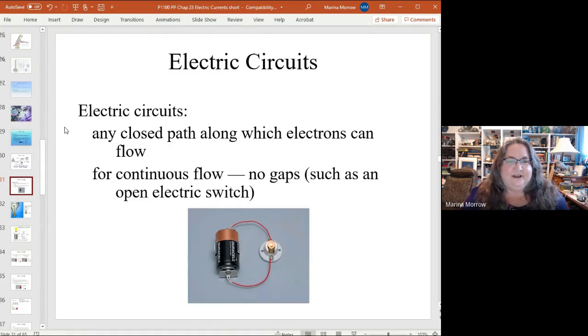So what is a circuit? A circuit is a closed path along which electrons can flow. And when it's a closed circuit, then we want a continuous flow. So there can't be any gaps, no open electric switches.